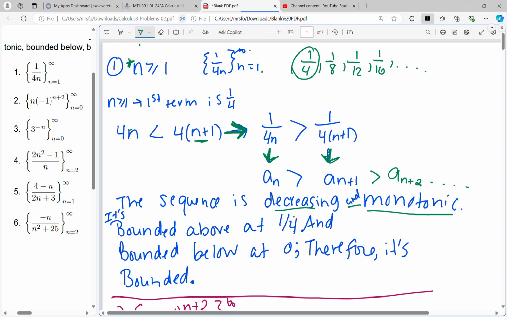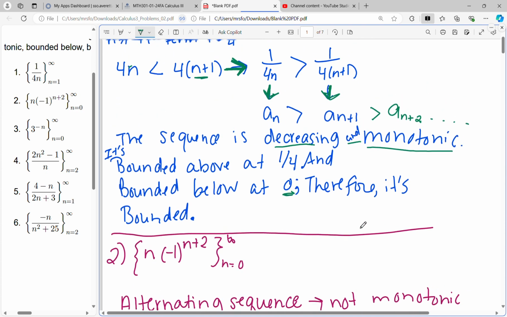Then we have to see about bounded below. So we notice it's going to keep going down, getting smaller, smaller, smaller. But our denominator is never going to be negative. So our bound below is at 0. Also, you could look at that when you take the limit of this 1/4n, that goes to 0.